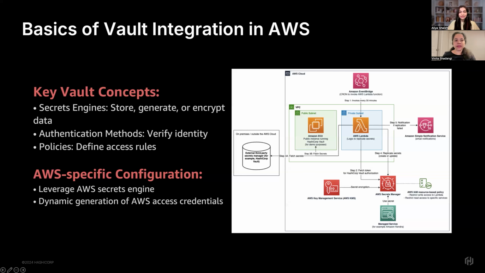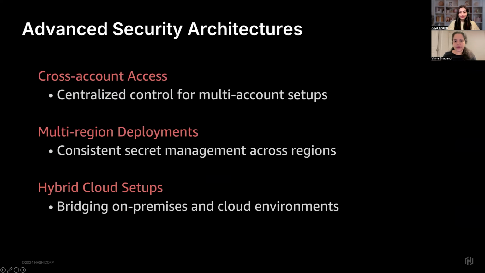Now let's look at some advanced security architectures. As organizations grow and their AWS usage becomes more and more complex, advanced security architectures become necessary. Vault shines in three key scenarios. Let's talk about the first scenario. The first scenario is cross-account access. In multi-account AWS setups, Vault can act as a central control point. It can be configured to generate credentials for different AWS accounts, allowing for a unified secrets management approach across the entire AWS ecosystem.